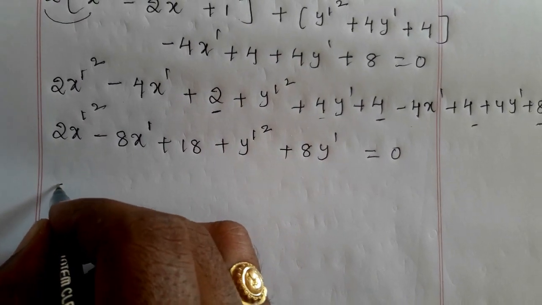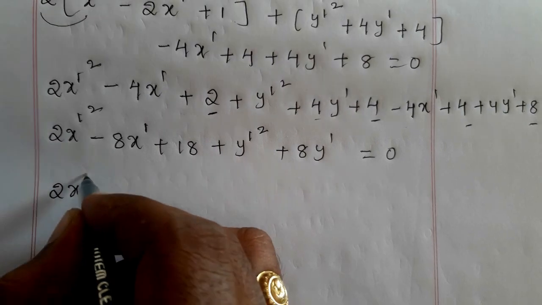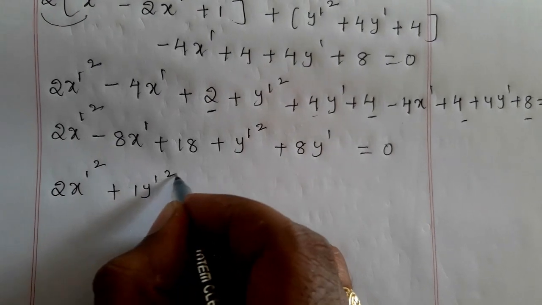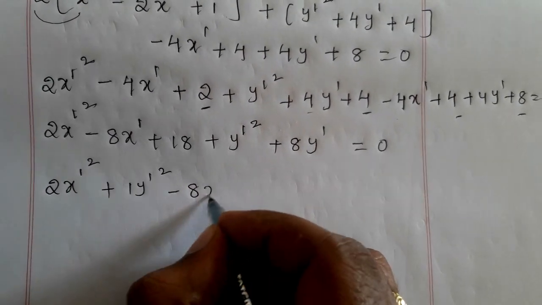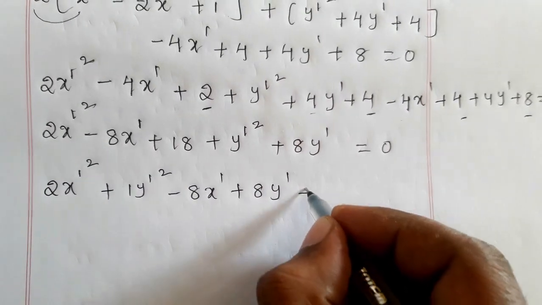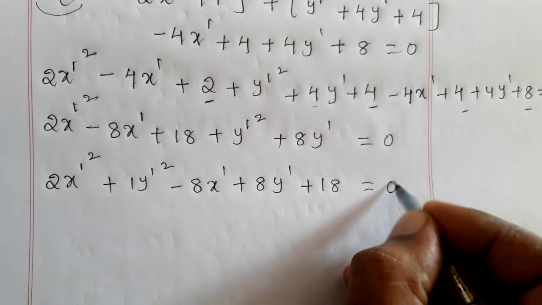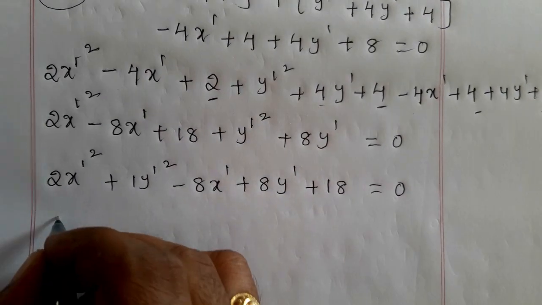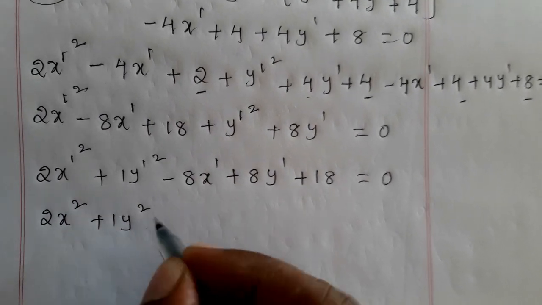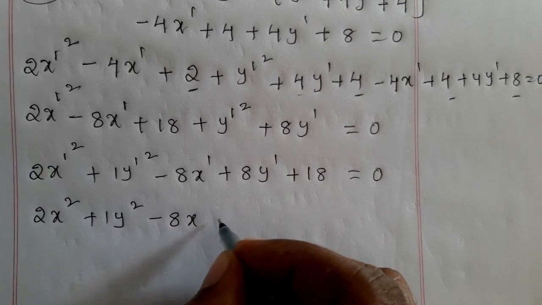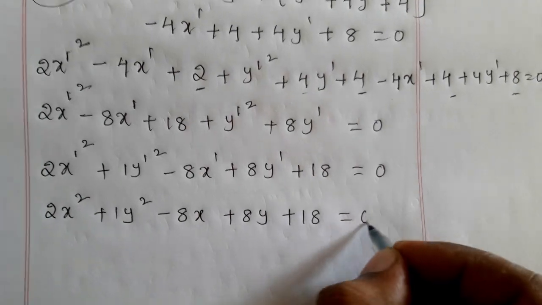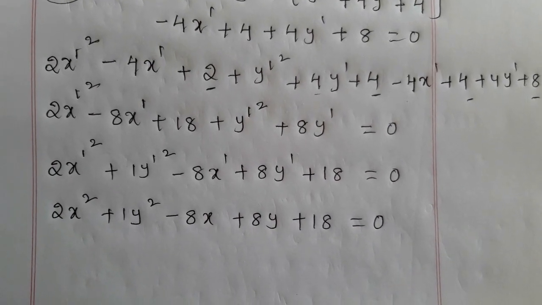So write in the standard form: 2 times x'² plus 1 times y'² minus 8 times x' plus 8 times y' plus the constant term 18, equal to 0. Now remove all the dashes: 2x² + y² − 8x + 8y + 18 = 0. This is the required transformed equation.